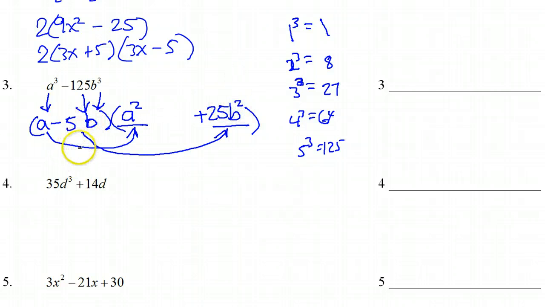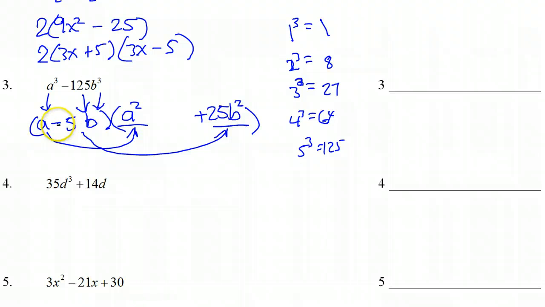Alright, sometimes kids forget about the b and they just put 25. Sometimes students will just put b and they'll forget to square it. So just remember, you have to square it all. 25b squared. Now that just leaves the middle. For the middle, we multiply these together.